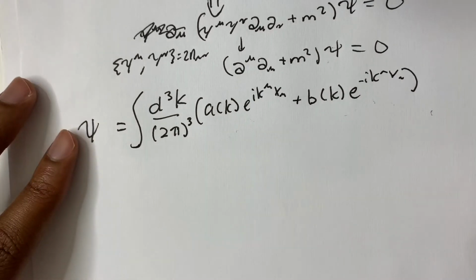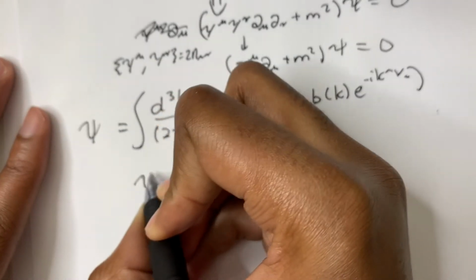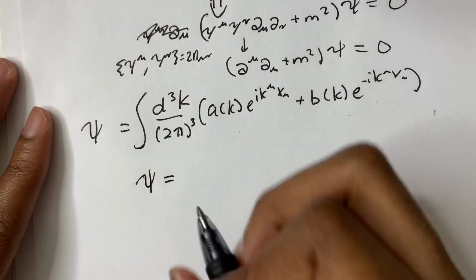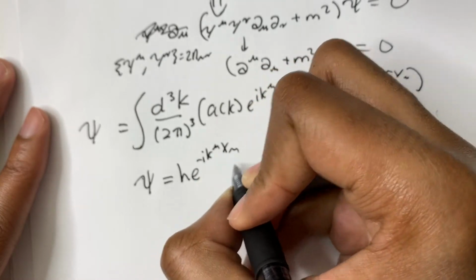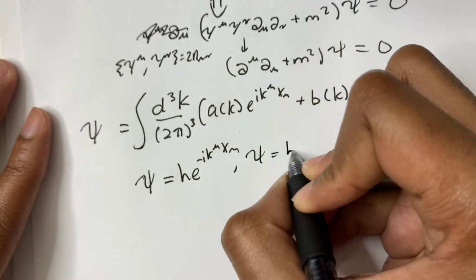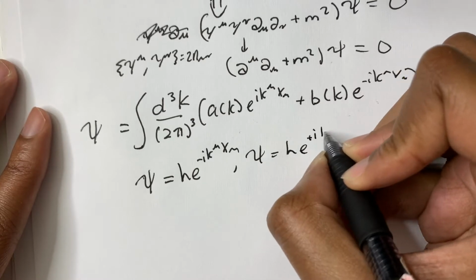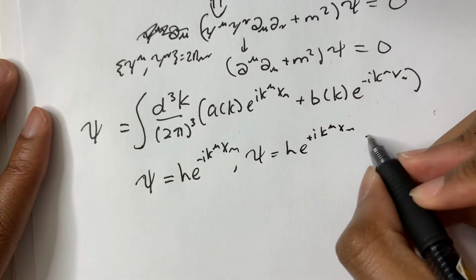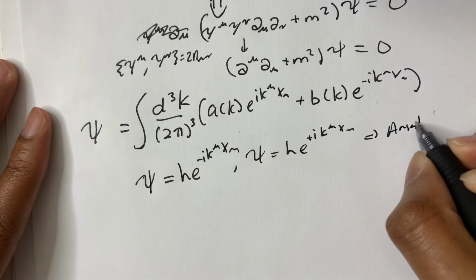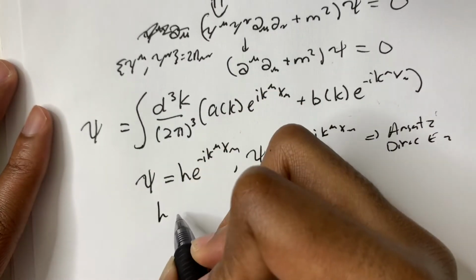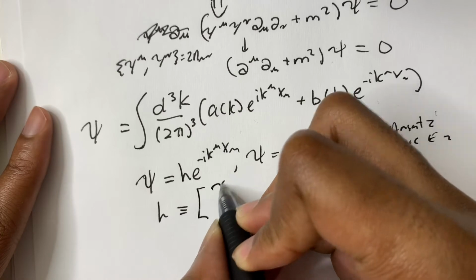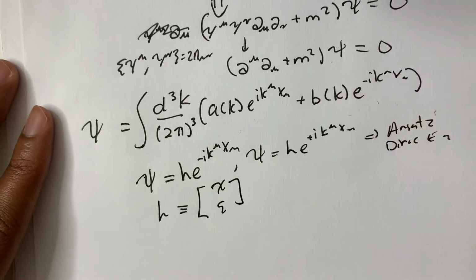So this motivates us to take the ansatz, where psi equals h e to the minus i k mu x mu, and psi equals h e to the plus i k mu x mu. And we use this as the ansatz for the Dirac equation. And here h is defined as the two Weyl spinors.